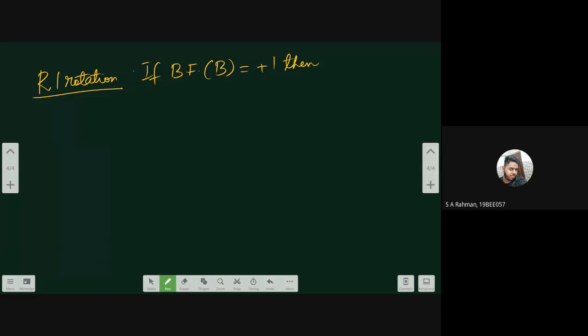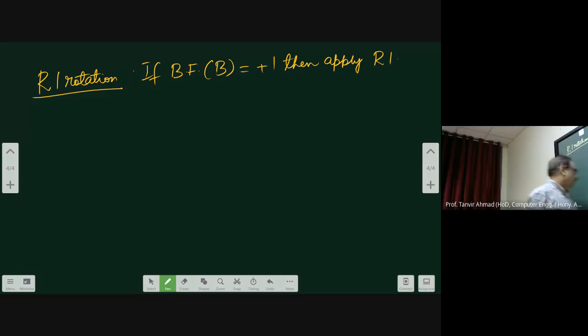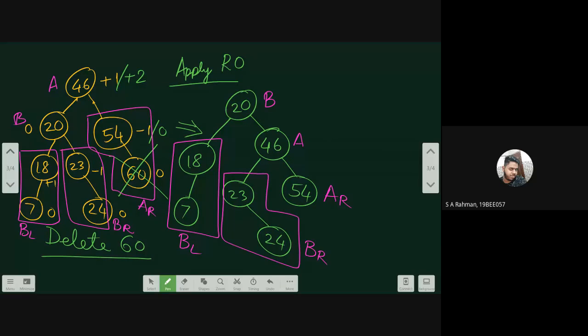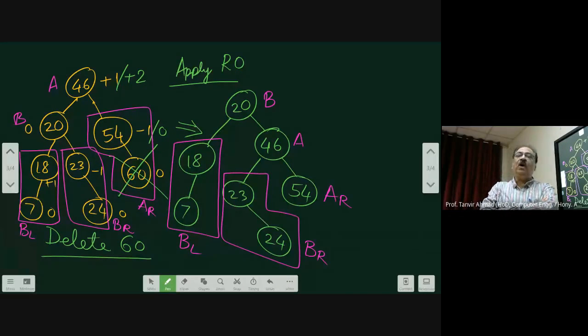Sir, please explain balance factor. Balance factor is equal to height of the left subtree minus height of the right subtree. For any node, you have to check the height of the left subtree minus height of the right subtree.